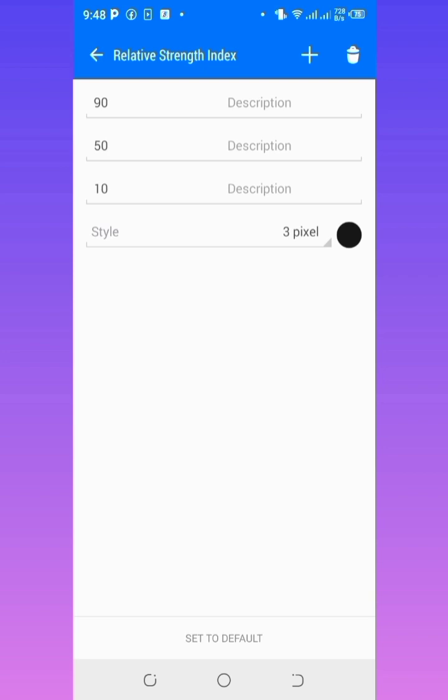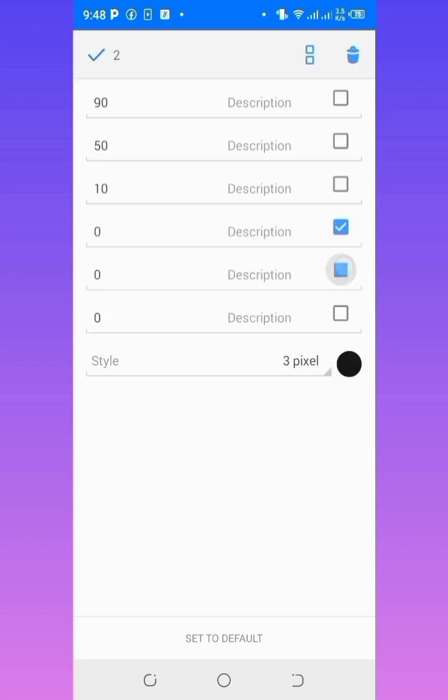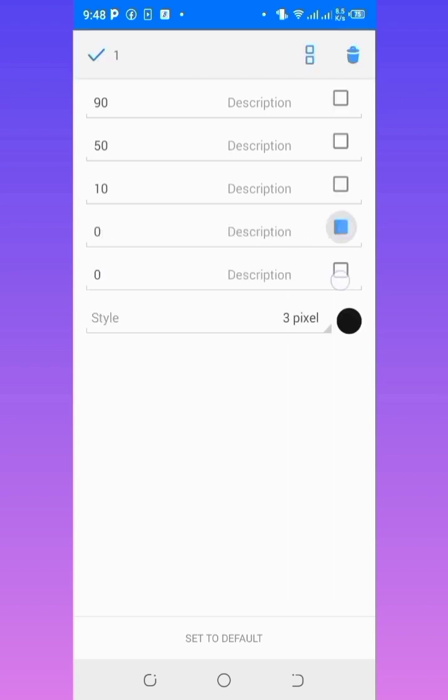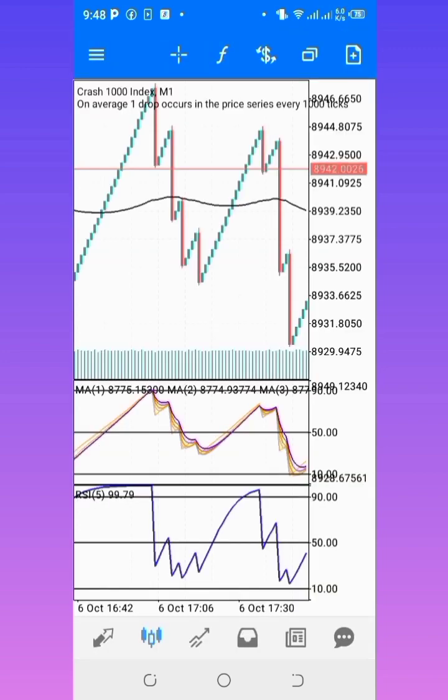I told you what to do. If you click on this plus sign, it's not adding. You just have to delete this and start adding them one after the other like this. Okay, so you go back and click on done. Alright, if you have done what I have said so far, your chart should look like this.